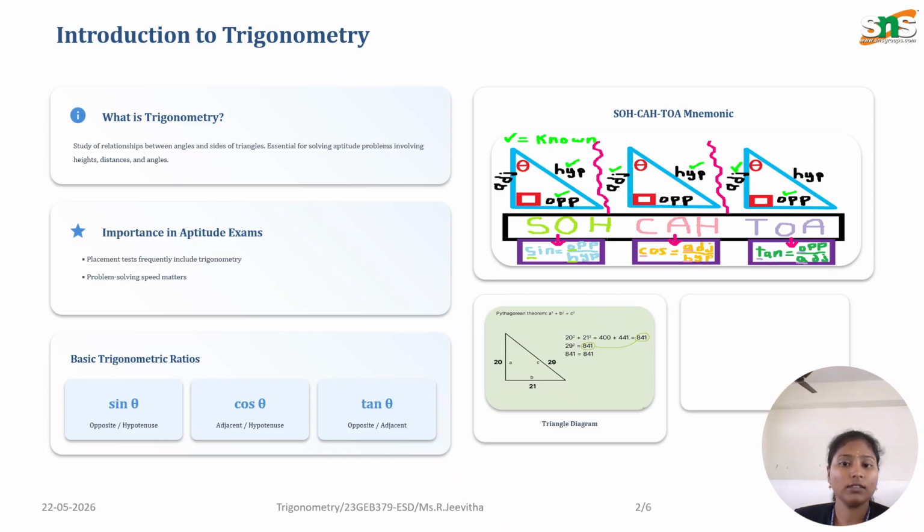Now, why are we learning this for quantitative ability and placement tests? Because company recruiters love to test your logic and your problem solving speed. They want to see how fast your brain can connect clues.